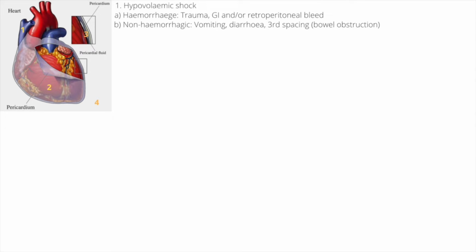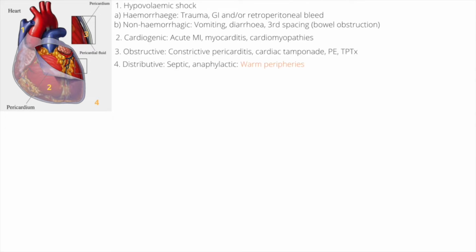Further, cardiogenic shock relates to improper contraction of the myocardium. This could be from acute myocardial infarction where the necrotic myocardium can't contract properly, or myocarditis or cardiomyopathies. Factors could also obstruct the muscle from contracting, such as constrictive pericarditis, cardiac tamponade, pulmonary embolism, or tension pneumothorax.